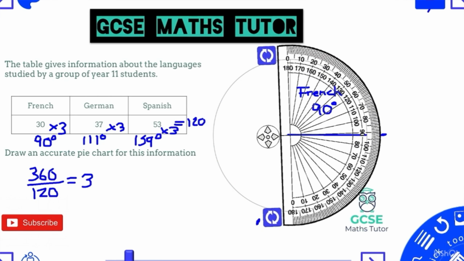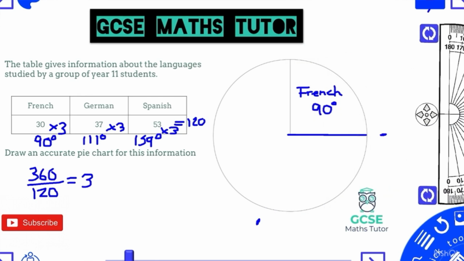Again, just pull that protractor out of the way, and we can draw in a nice straight line again from the centre. So from the centre, ruler and a pencil, join it up. I'm just going to shorten it a little bit. There we go. You can do that a little bit easier when it's not on a screen, but yeah, there we go. Using your ruler and a pencil, I'm just going to label that. So that would be German, and that was 111 degrees.